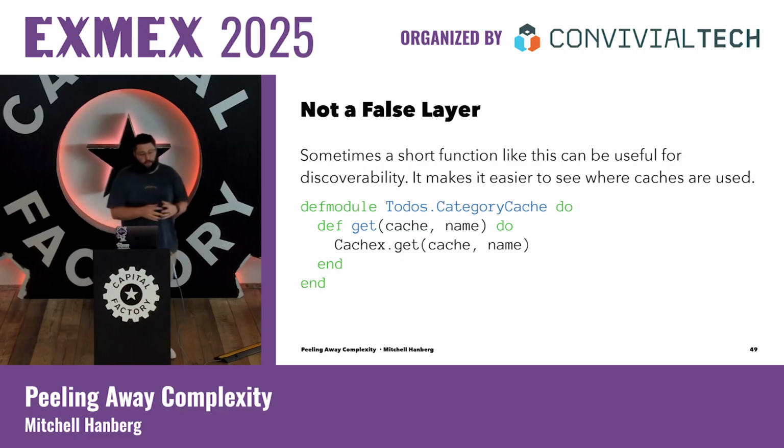But like I said, not every short function is a false layer. In a case like this, we make our own cache module, and this could almost be an actual good use case of defdelegate. A module like this might also have a child spec for the cache to get started. A lot of times you're trying to think, what types of things do I have in caches, and where am I getting those things? It's a lot easier to say, I want to find all category cache accesses by looking for this function's references in your code base. So in that scenario, it can be worth it.